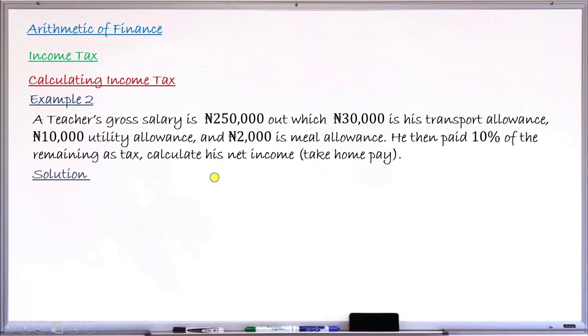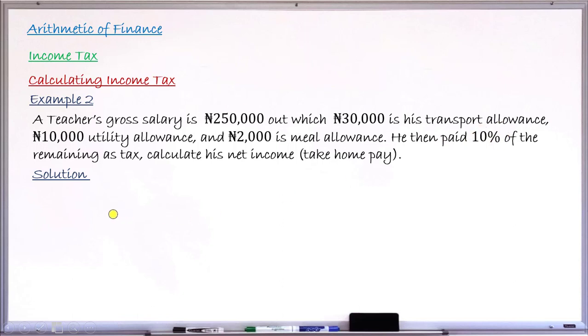Solution to this very problem. If I go back to the question again, this is the gross salary, and this 30,000, 10,000, 2,000 are all allowances. And allowances are non-taxable. So you have to add all the allowances. That gives you the non-taxable income. And when you remove them from the total income, what remains is what we call the taxable income. It is from that taxable income that we now deduct this 10%.